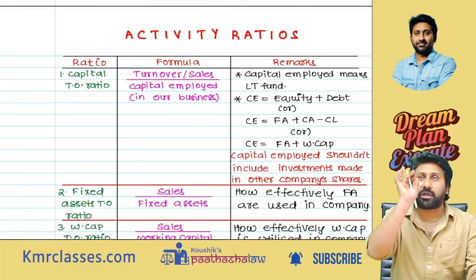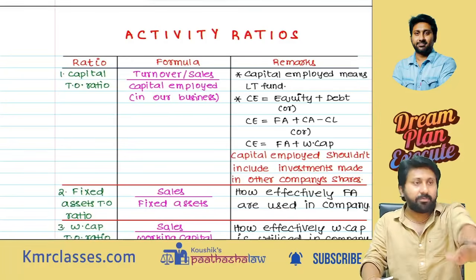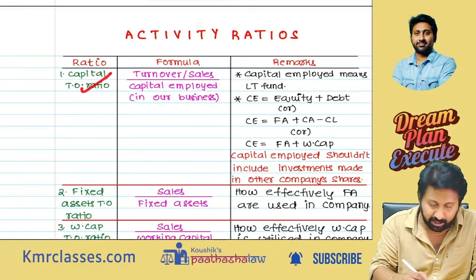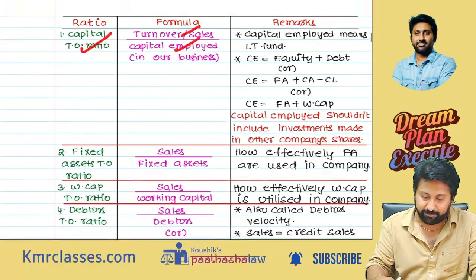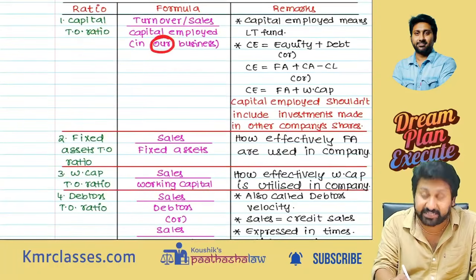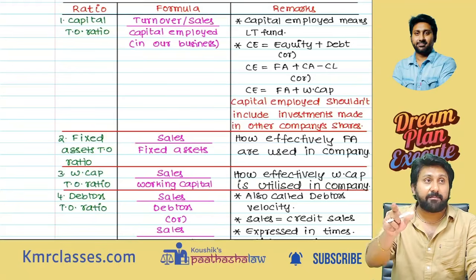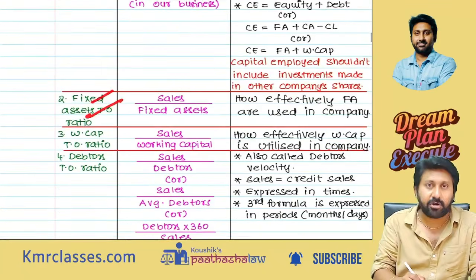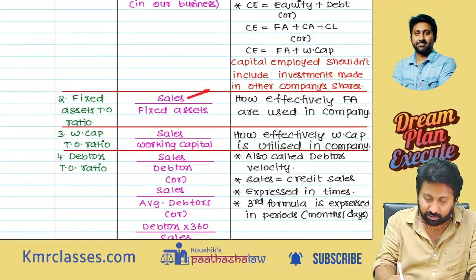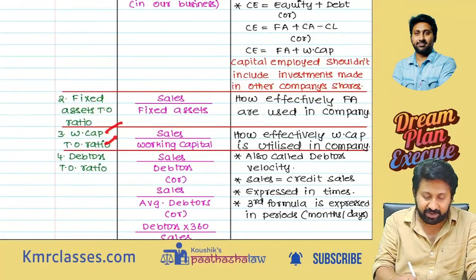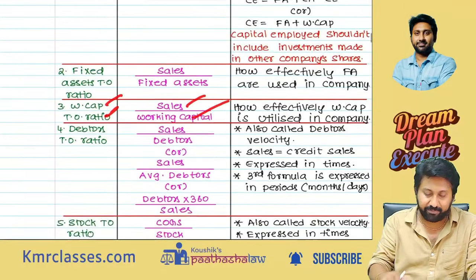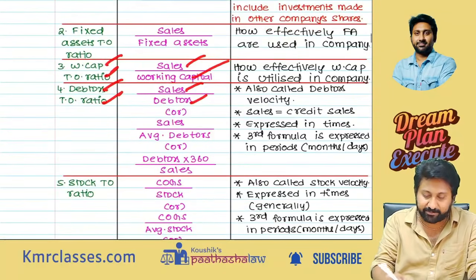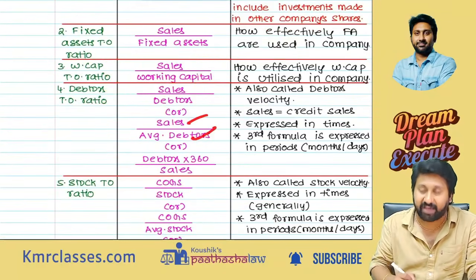Whenever I call turnover ratio, turnover is in numerator. Capital turnover ratio: turnover by capital employed. Capital employed in our business. Therefore, in the capital employed, any investment made in other company should be excluded. Fixed assets turnover: turnover by fixed assets. Turnover means sales by fixed assets. Working capital turnover: sales by working capital. Debtors turnover: sales by debtors, or sales by average debtor.